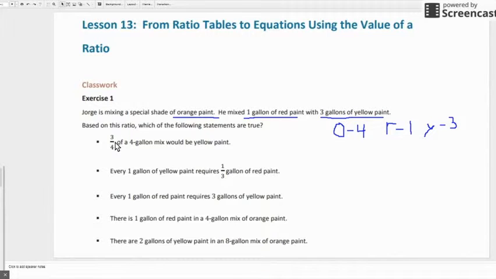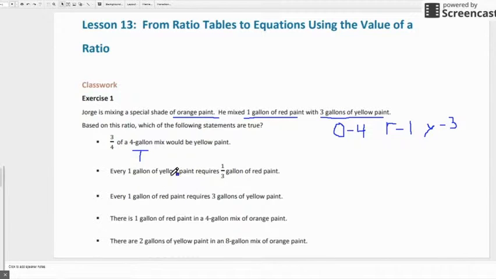It says 1/4 of the 4 gallon mix would be yellow paint. Would this be a true or false statement? Well, the mix, remember, is the orange. Here's the orange, and yes, it's 4 gallons. Would 3 of those gallons be yellow? The answer is yes, because 3 of the 4 gallons would have to be yellow to make the mixture. All right, so the answer is yes, or true. So let's put simply a T for true. Next, let's look at the next one.